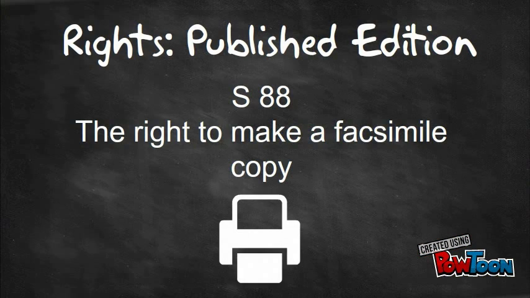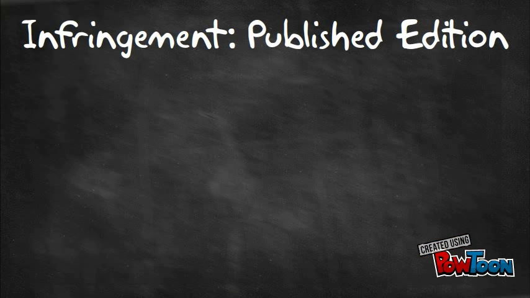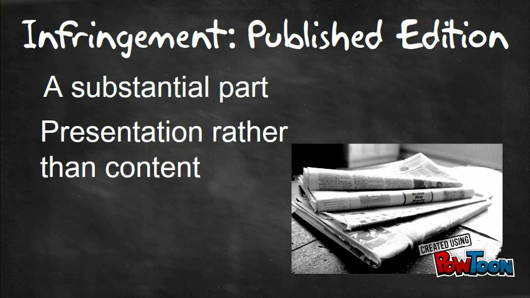Published edition copyright, on the other hand, involves quite restricted rights, in that the owner is only allowed to make a facsimile copy of the edition. And when it comes to infringement of this category, the court in Nationwide News and Copyright Agency stated that a substantial part of the edition must be copied, and that the intention behind the copying must be to capture the presentation of the edition rather than the content of the edition.